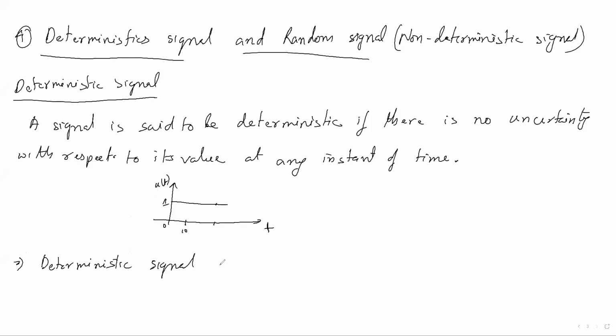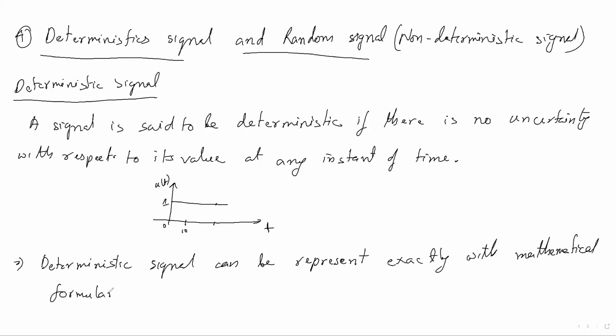Deterministic signal can be represented, or defined, exactly with mathematical formulas. So you can write it like this. Understood? Deterministic signals are those signals which we can define with a mathematical formula.